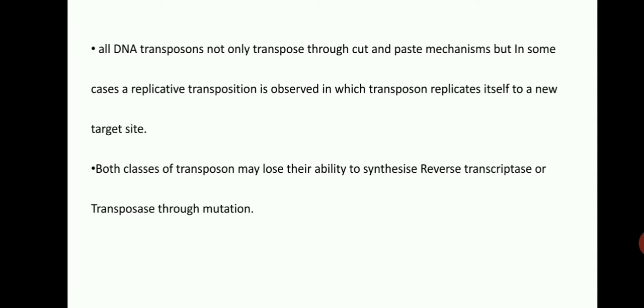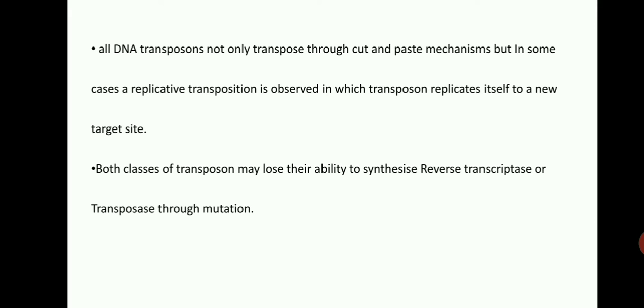So not all DNA transposons transpose through the cut and paste mechanism; there are exceptions. In some cases, replicative transposition is observed, in which the transposon replicates itself to a new target site. Both these classes of transposon may lose their ability to synthesize reverse transcriptase or transposase through mutation. So by mutation, they can lose the ability to produce the transcriptase or the transposase enzyme.